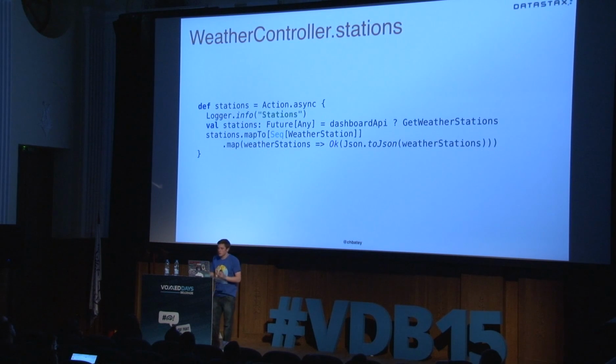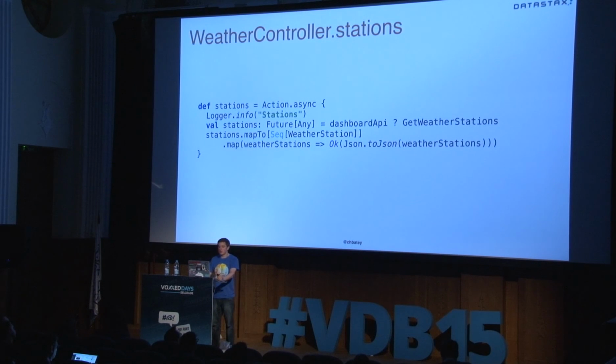So here what we do is this syntax here, the dashboard API, this is a way to send a message to an actor and get a response. But this isn't a method call. This isn't a synchronous method call. So we get a future back, because this is going to happen whenever that actor decides to send us a message back. Because at the moment Akka is untyped, we then basically, this is a fancy way of doing a cast. We map it to a sequence of weather stations.